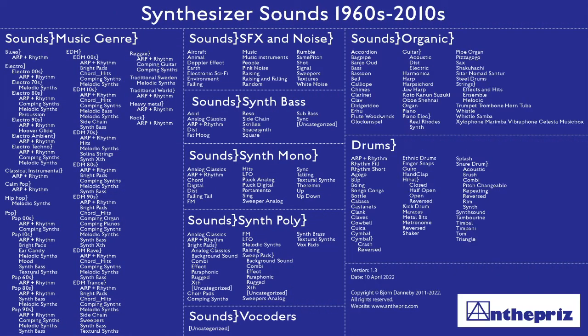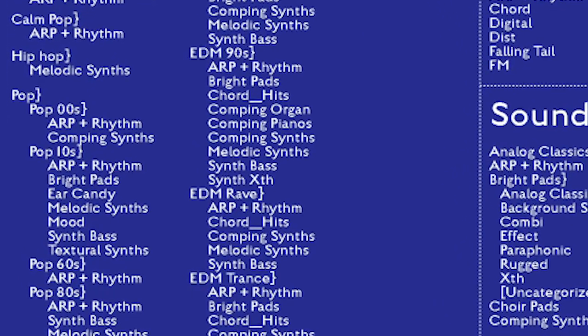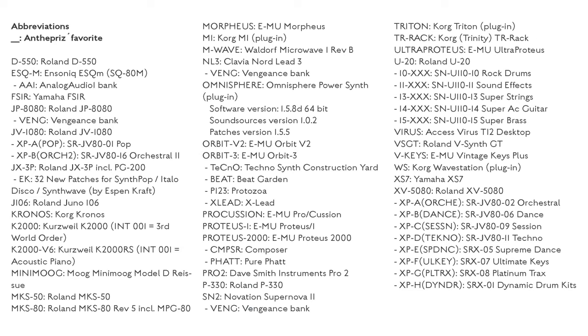So now it's time to show you the bright pads subcategory from the main category sounds, music genre, pop tens, as you see on this sound chart. The sounds that you're going to hear are from the synthesizers that are shown on the list, maybe not all of them, but when used, are using the abbreviation in the file name. So here are the sounds.